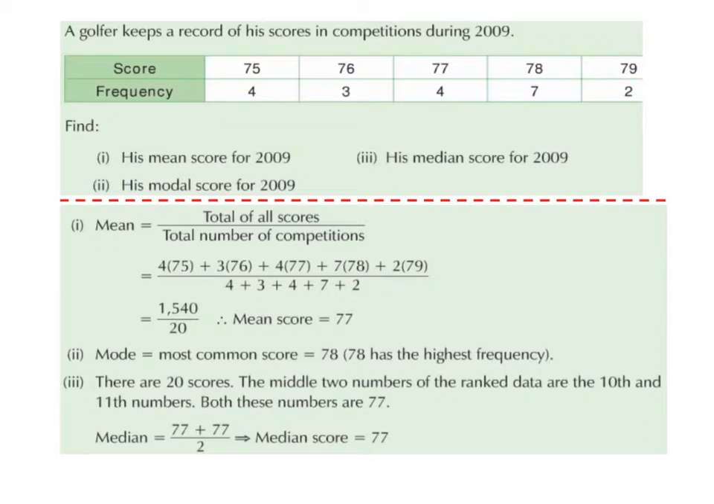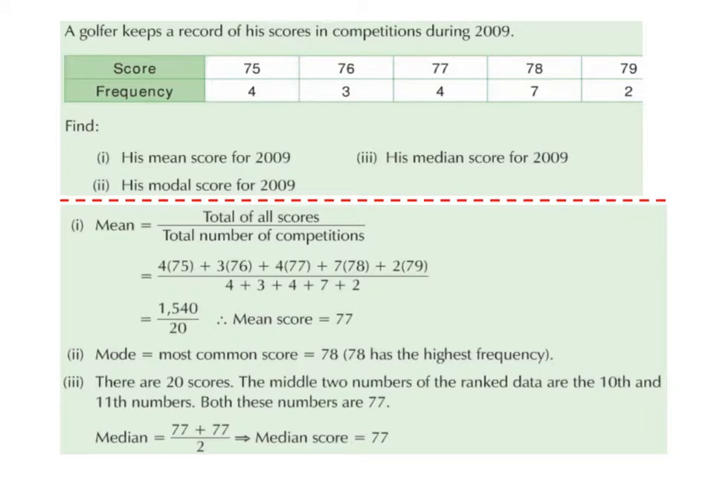So the mean of the set of data is going to be the total of all the scores divided by the total number of competitions. So for a numerator, which is the total of all the scores, we're going to have to multiply the score by the frequency each time and add it on to the rest. So it'll be 75 multiplied by 4 plus 76 multiplied by 3 plus 77 multiplied by 4 plus 78 multiplied by 7 plus 79 multiplied by 2.